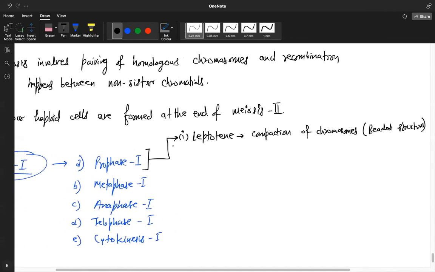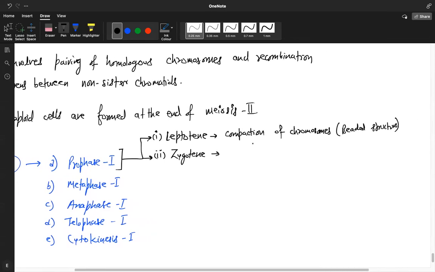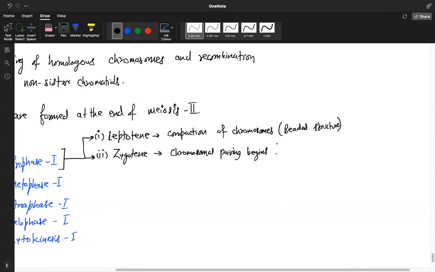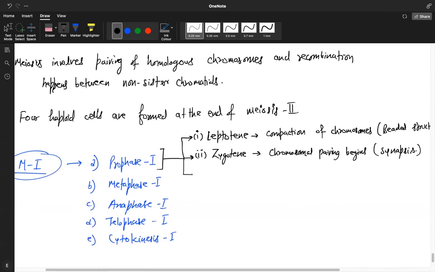Okay, compaction. Then the second thing is, what is the second thing? Zygotene. In one line, what happens in zygotene? Chromosomes will start to pair, and this is called synapsis. Chromosomal pairing begins. And this is called synapsis. Perfect.